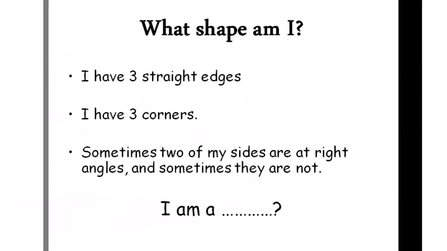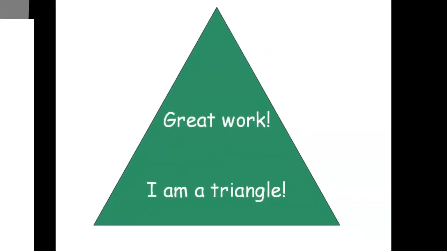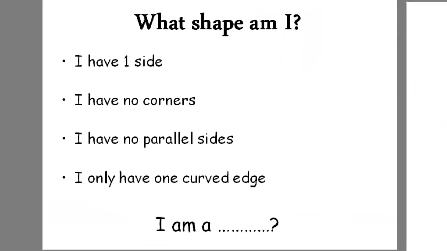Now let's move to the next shape. It has three straight edges. It has three corners, and sometimes two of the sides form right angles, and sometimes they do not. If we think of a shape that has three straight edges and three corners, and sometimes it has right angles, then we are talking about, excellent, the triangle.